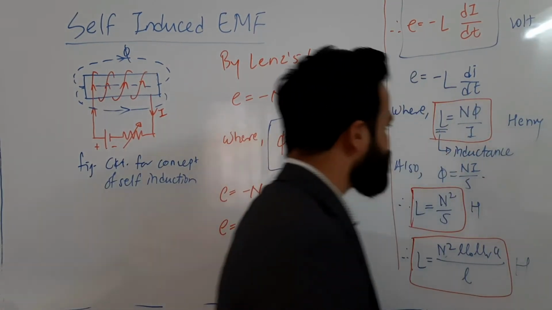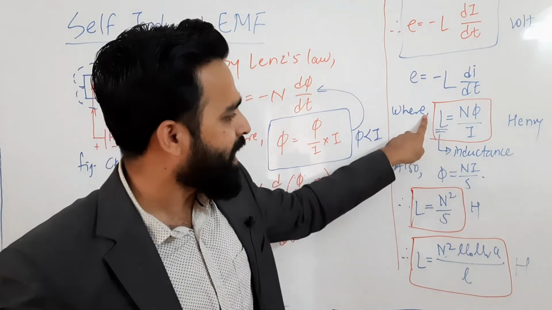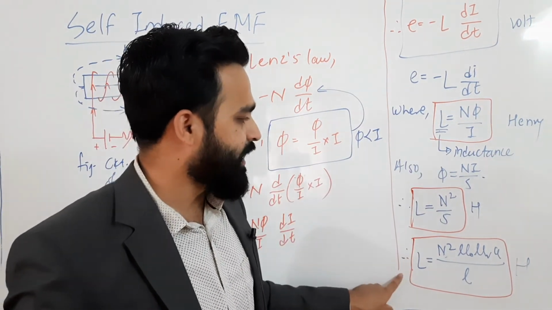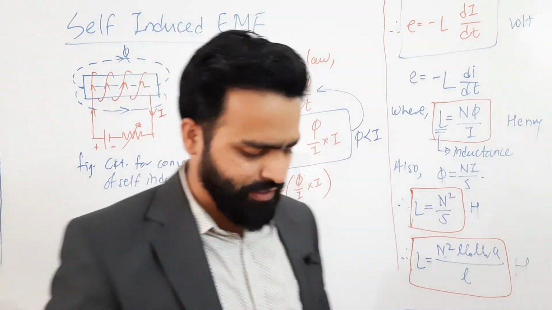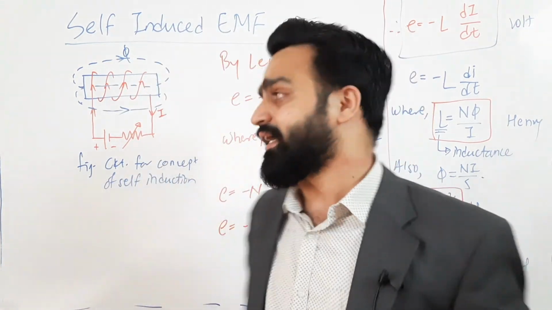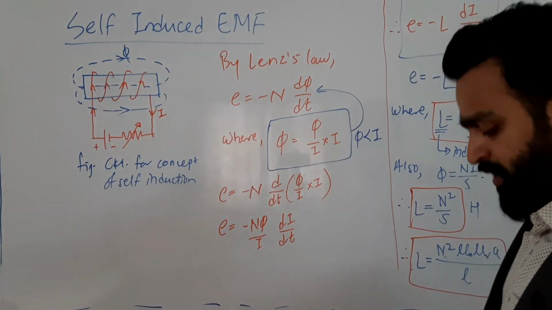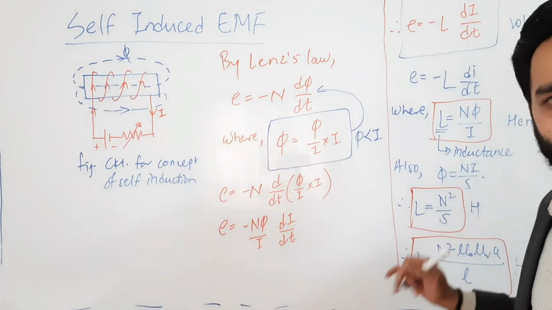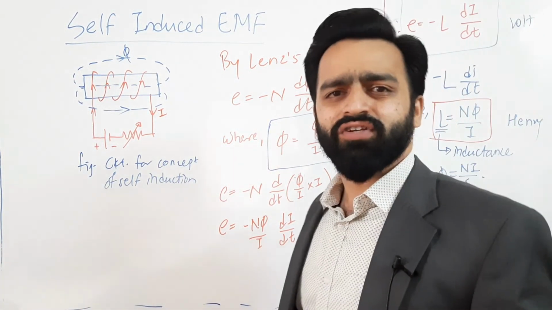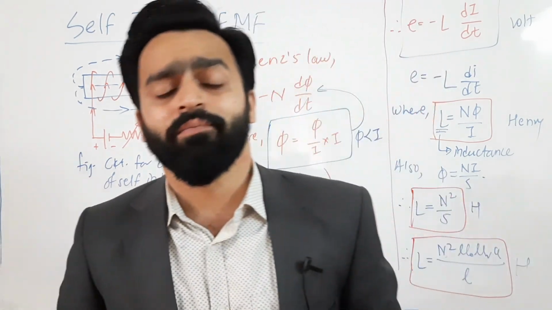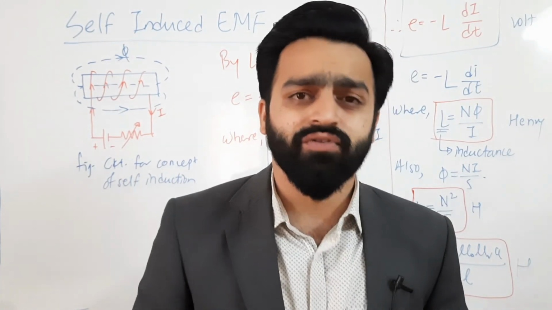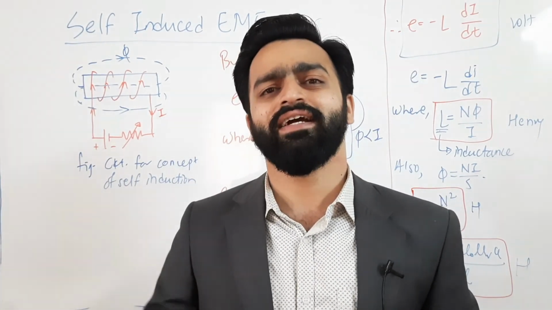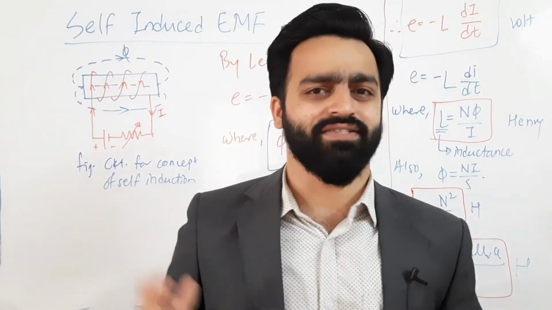So there are 3 possible equations of L: n phi by I, n square by S and n square mu 0 mu r A divided by l. I hope you have understood this concept of self-induction and also the derivation for self-induction. Make sure you note down these points in your notebook. These are very important for first year engineering, and not only first year engineering, but also from the point of view of MPSC, UPSC and all the entry level exams in the field of engineering for government exams.